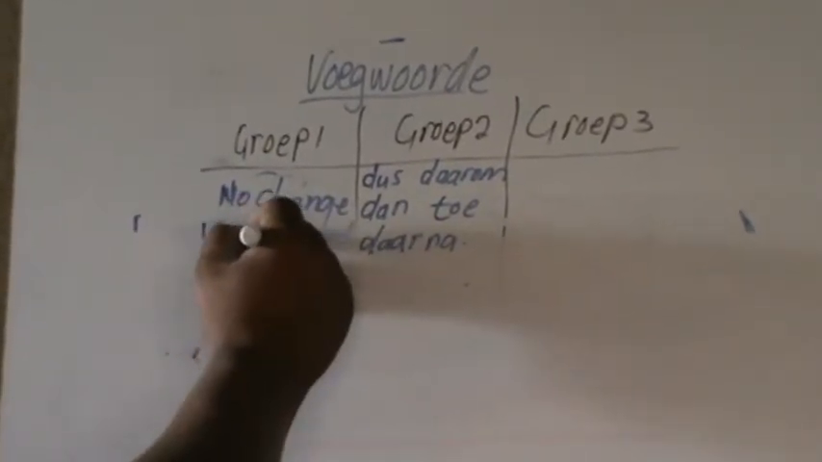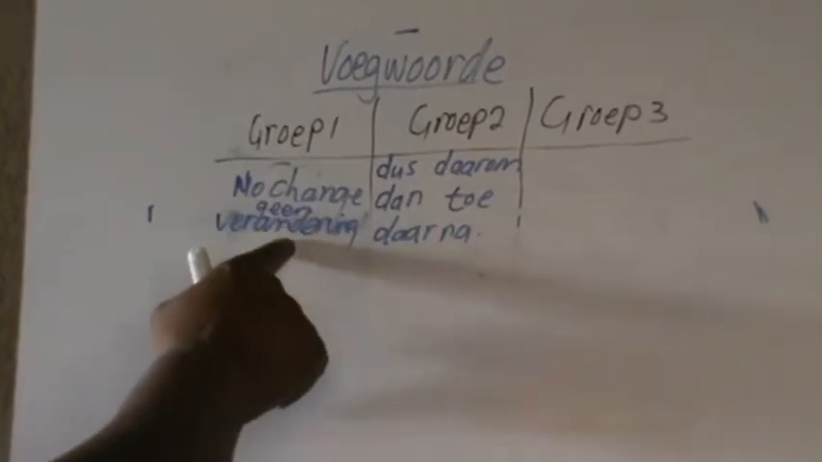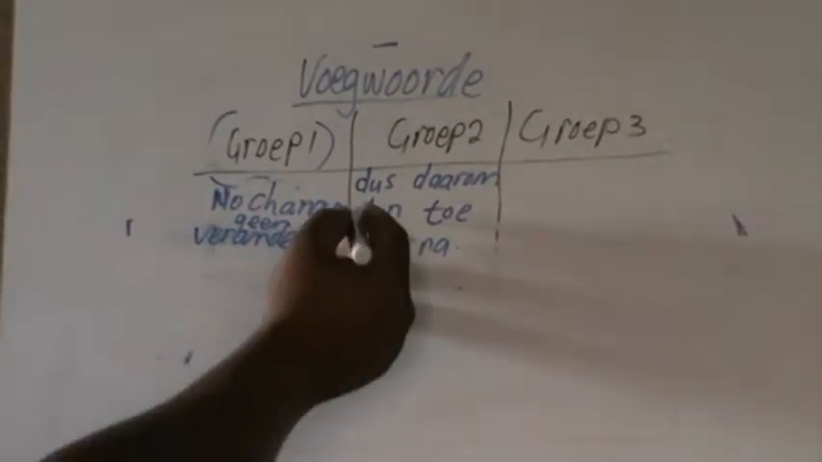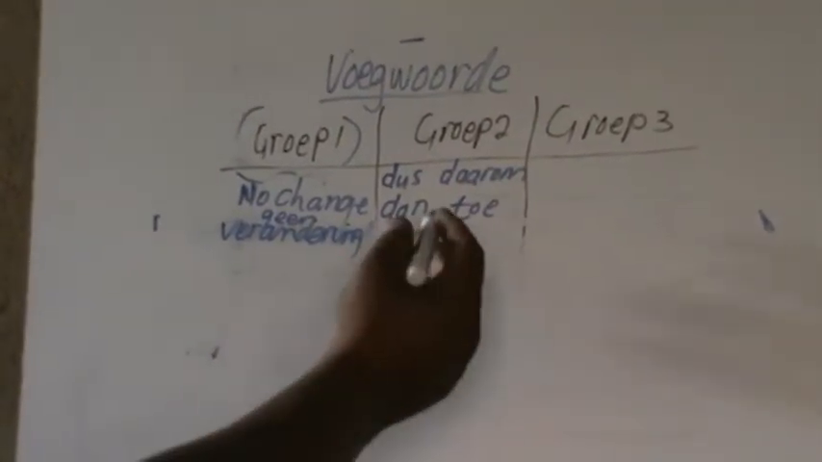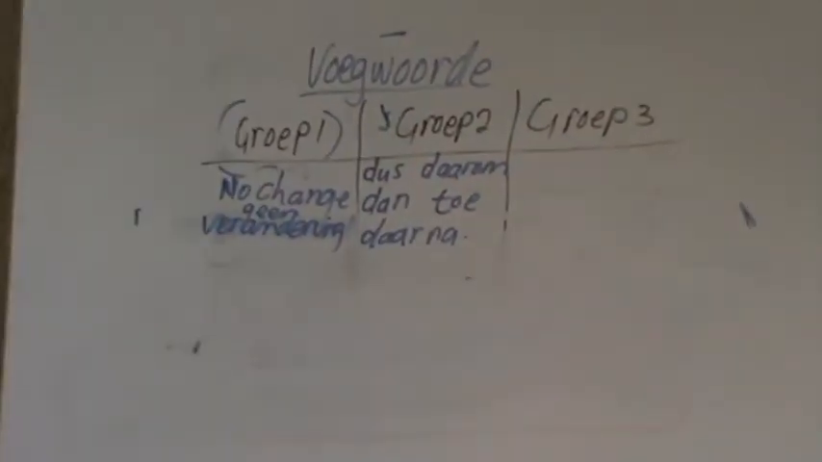Geen verandering. Geen verandering in groep 1. No changes to your sentence structure. You are just adding the conjunction, changing the capitals, right? Removing the full stop.